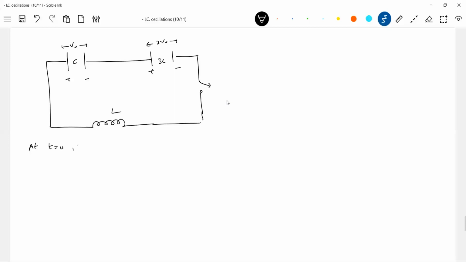At t equals 0, switch S is closed. Find the omega and I max.